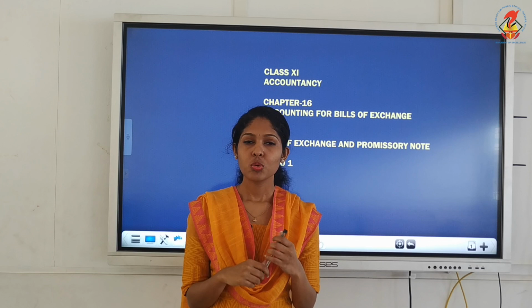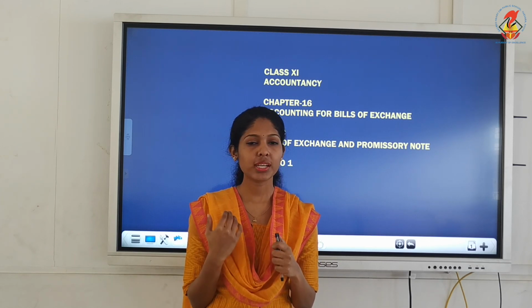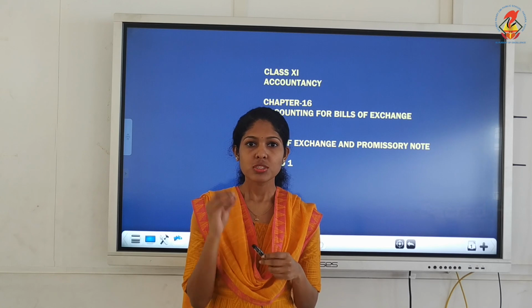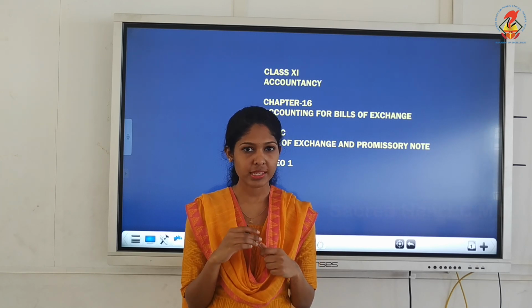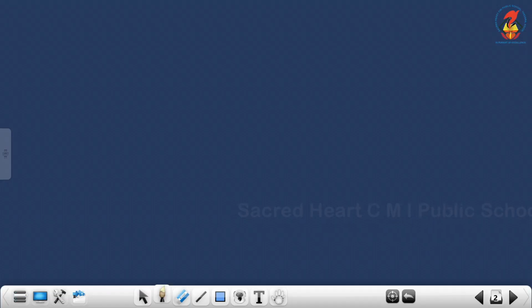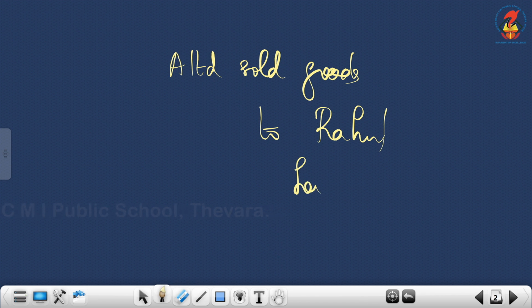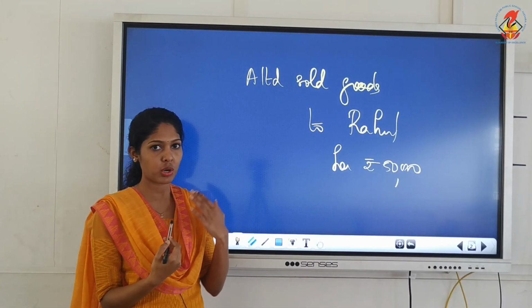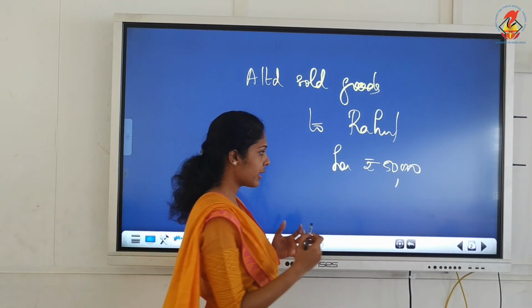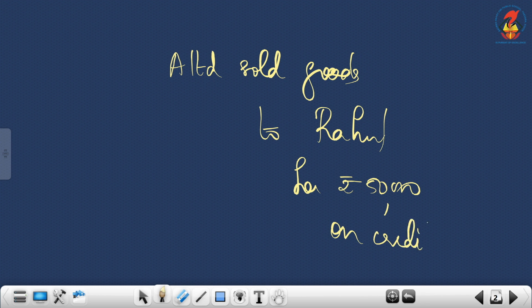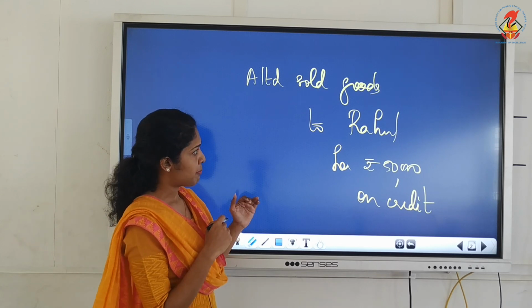Okay, so first of all we will just discuss what is the meaning of bill of exchange. So I'll just explain with an example so that you can easily understand. A Limited sold goods to Rahul for rupees 50,000, and we have two options, either we can sell on cash basis or we can sell on credit basis. Suppose A Limited, that is our firm, sold on credit basis. This is the transaction happened.